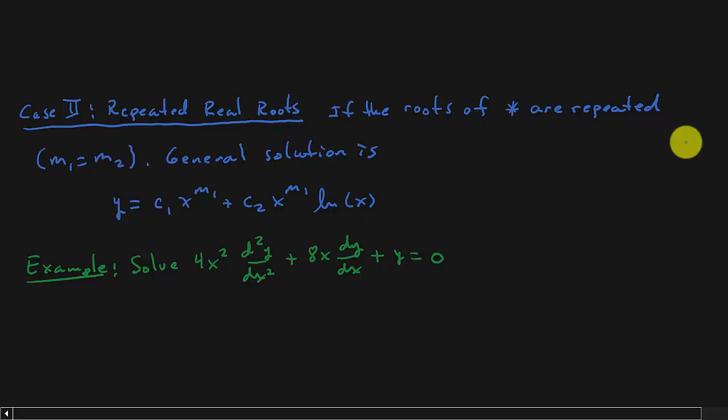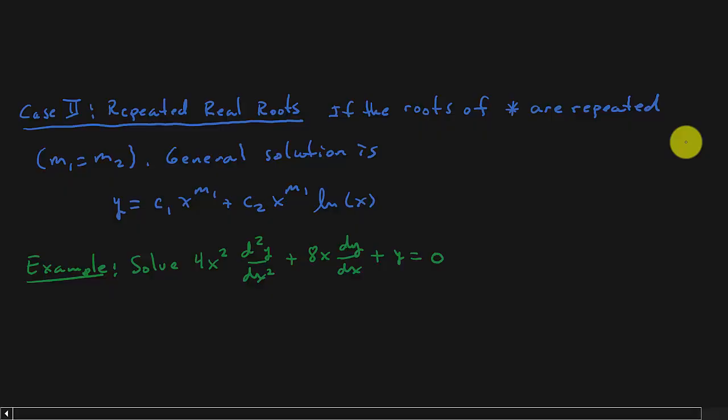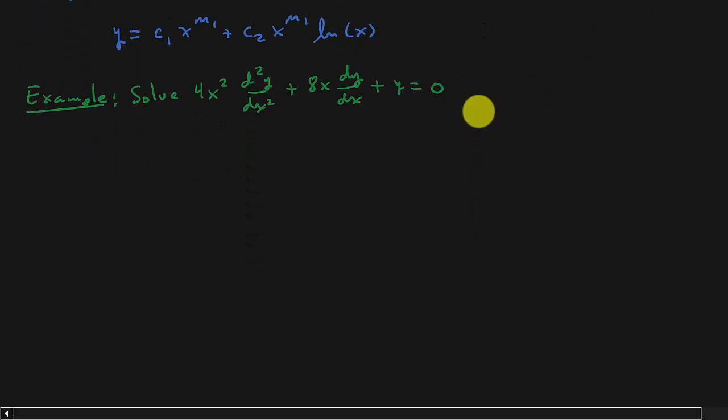So if you remember when we solved the homogeneous equations where we had constant coefficients in front of the derivatives, it was e to the mx, and if you had a repeated root it was x e to the mx. Okay, well, for these types of equations, we're multiplying the repeated one by natural log x. All right, so let's go ahead and get this.